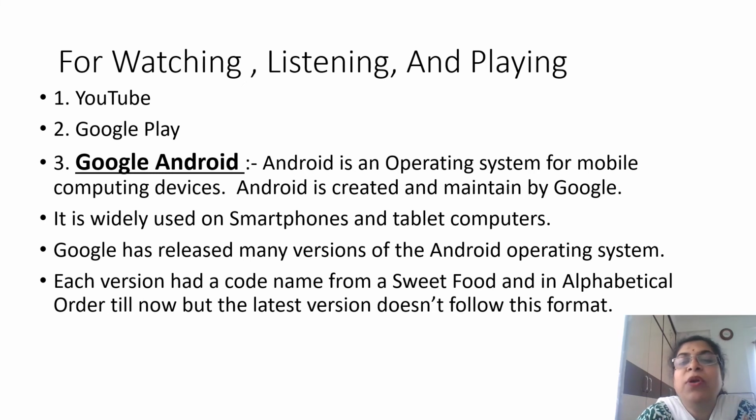Google Android. Android is an operating system for mobile computing devices. Android is created and maintained by Google. It is widely used on smartphones and tablet computers. Google has released many variations of Android operating systems. Each version had a code name from a sweet food and in alphabetical order till now, but the latest version doesn't follow this format.